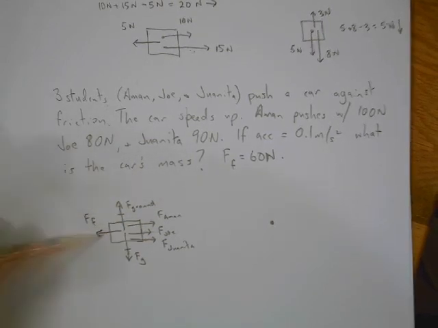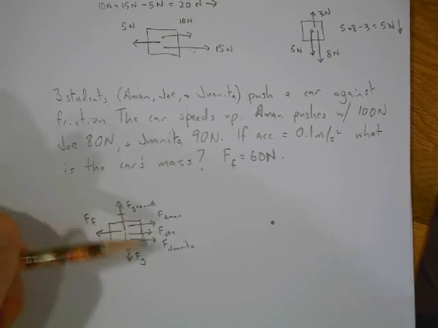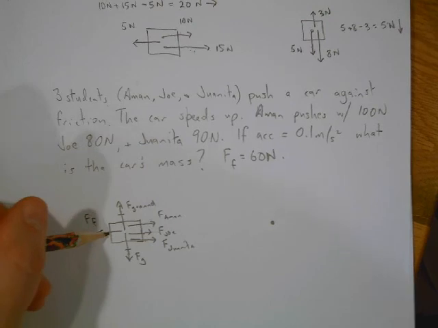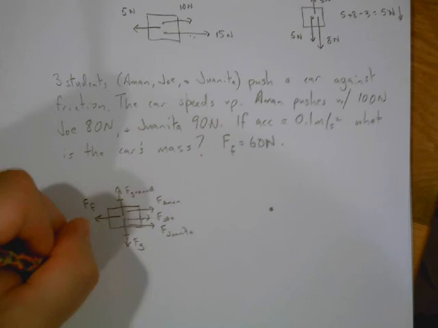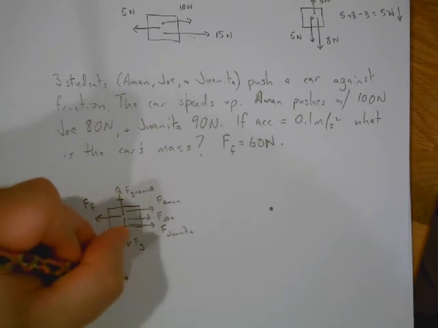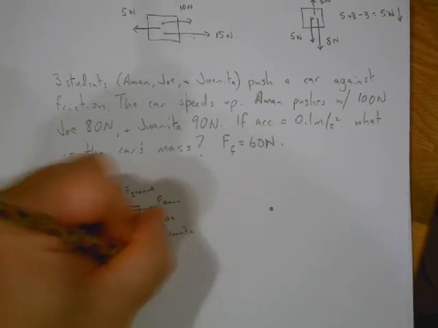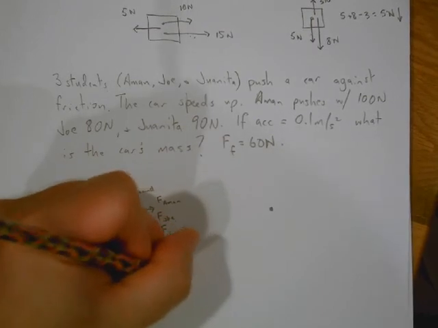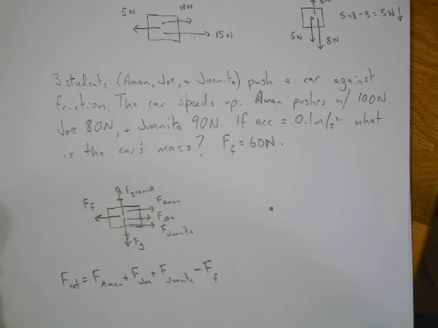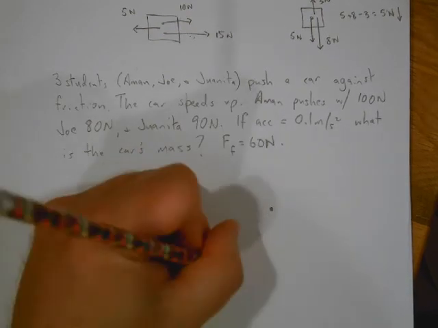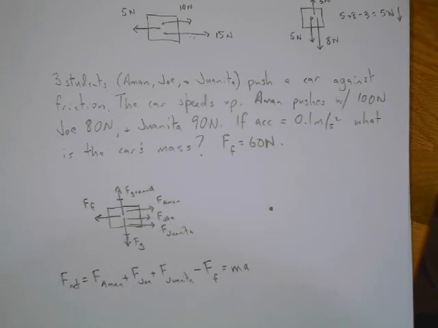So I have this force, and this force, and this force, and this force. If I want to write my force equation, it would be this plus this plus this, because they're pointing the same way, minus this, equals my net force. So my net force equals the force of Aman plus the force of Joe plus the force of Juanita minus the force of friction. F net also equals ma, from Newton's second law, so this also equals ma.